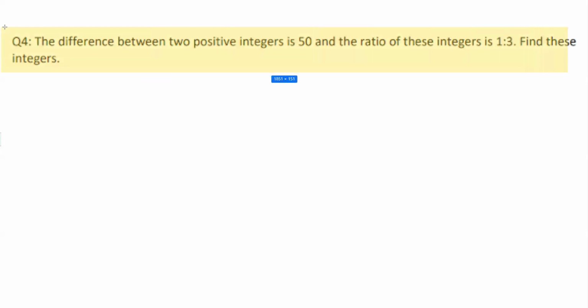Next question is a word problem. Let me write down this clearly. Let's see if I write it.